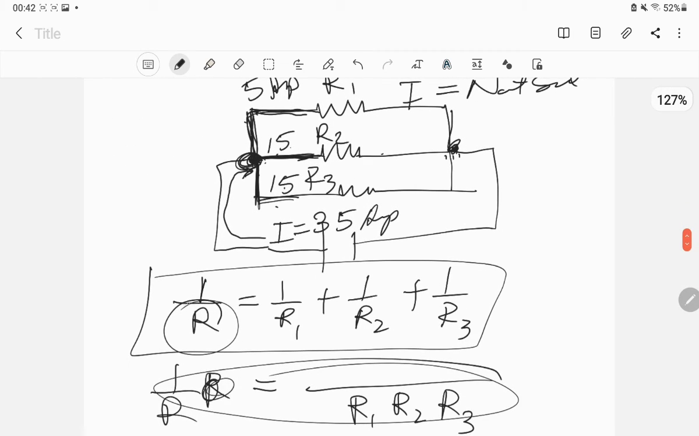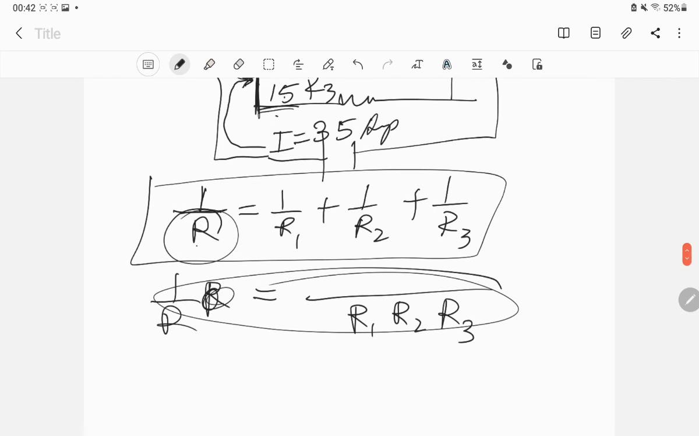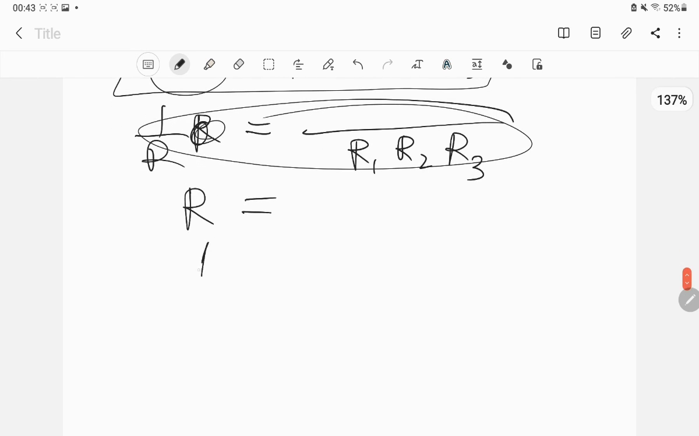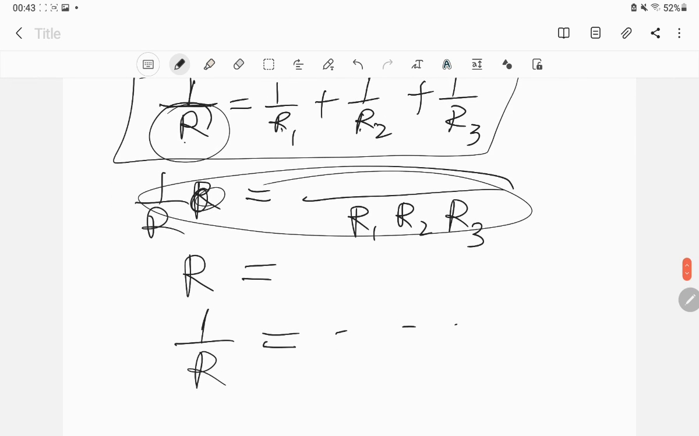First you have to write it like this, after that you have to find R. R goes upside, not downside. If you have values, then put the values, calculate, and then find R. Don't find R directly like this. After putting all the values in 1 by R equal to, you have to bring this R upside.